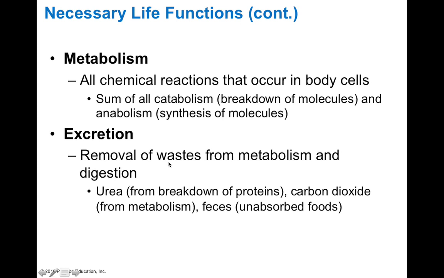Excretion is the removal of waste from metabolism and digestion. So what we find is that wastes can build up because of metabolism and digestion, and we need to be able to remove those wastes from our body. Urea is an example of a waste that's a byproduct of protein metabolism, and we can mostly excrete this in our urine, hence the name urea.